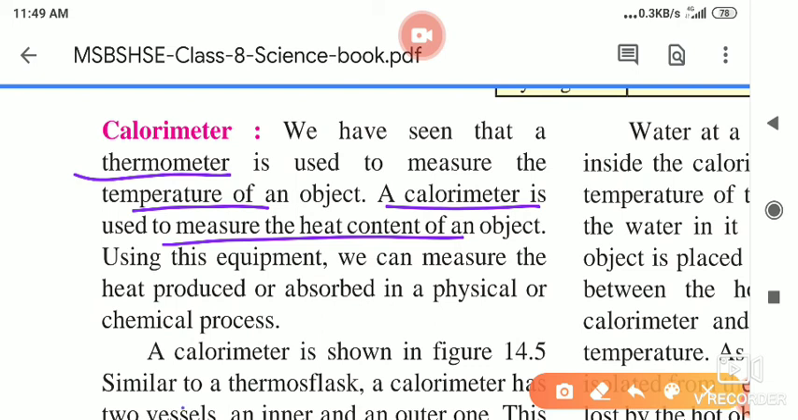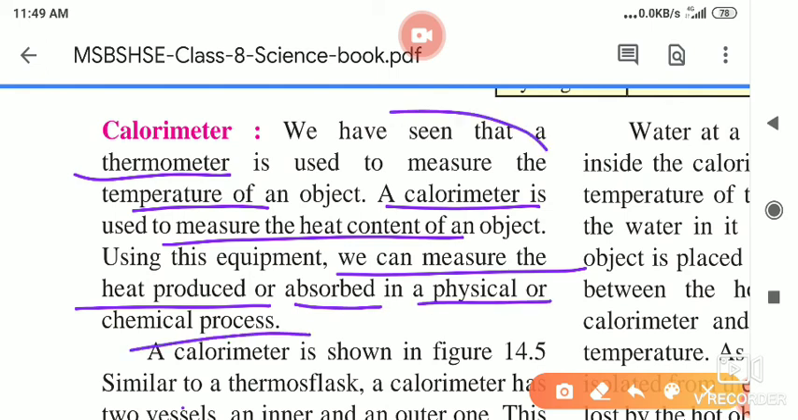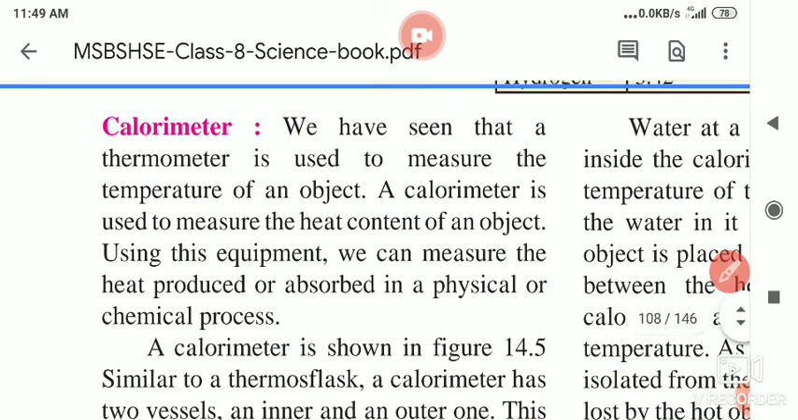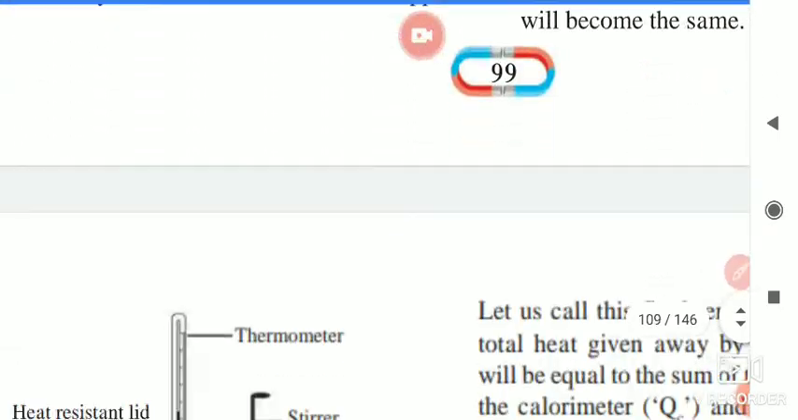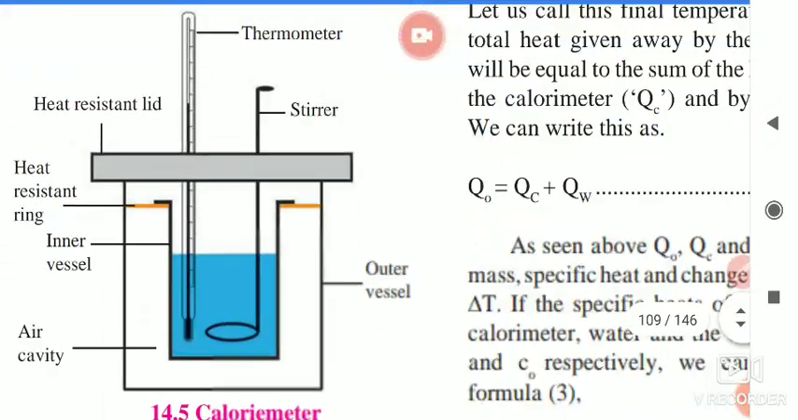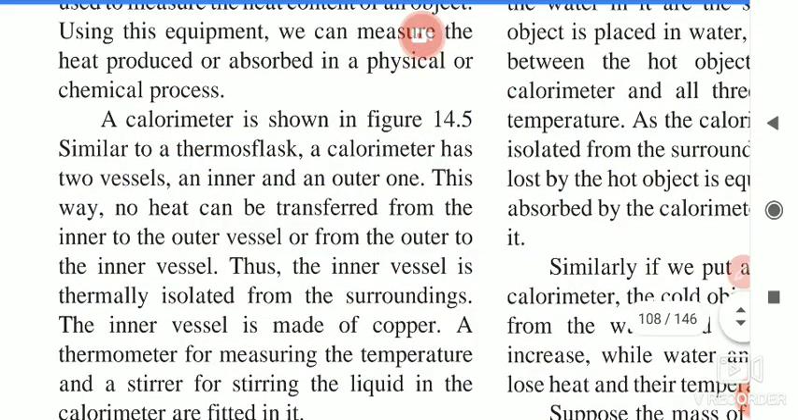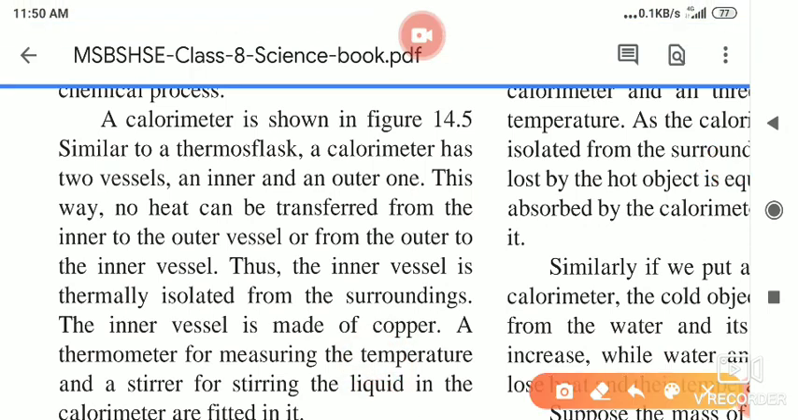we can measure heat produced or absorbed in a physical or chemical process. In that process, how much heat is absorbed and how much heat is released, we measure by using this instrument, and that instrument is nothing but the calorimeter. Now what is the calorimeter like? The calorimeter is shown in figure 14.5, and it is similar to a thermos flask.